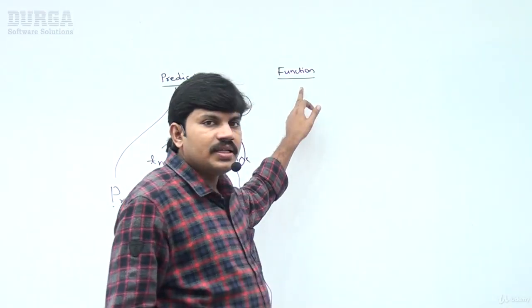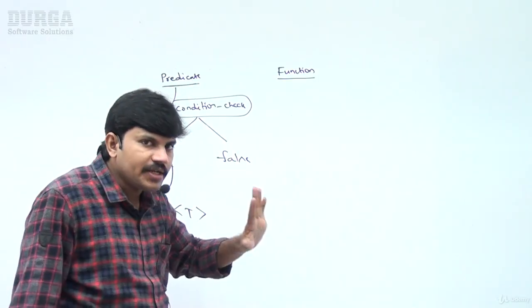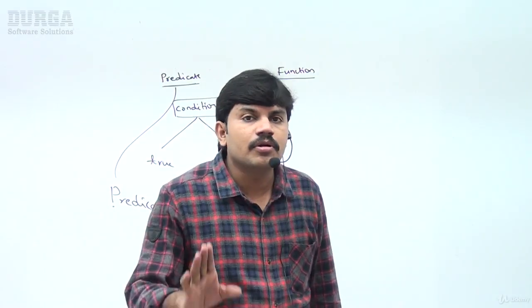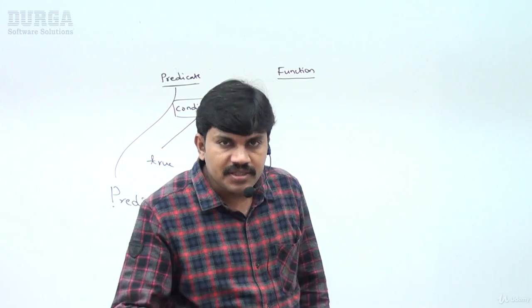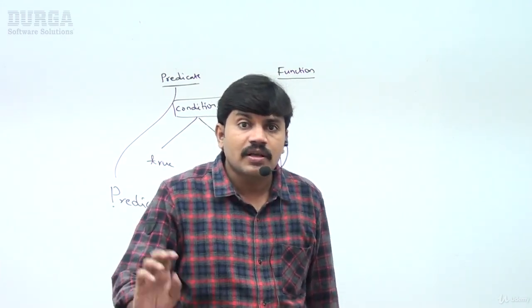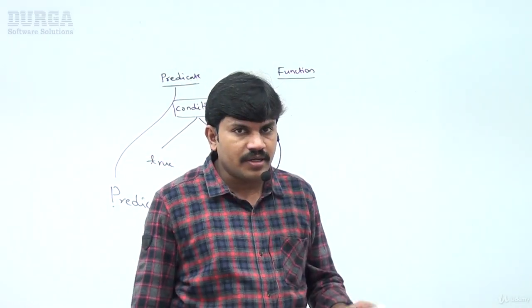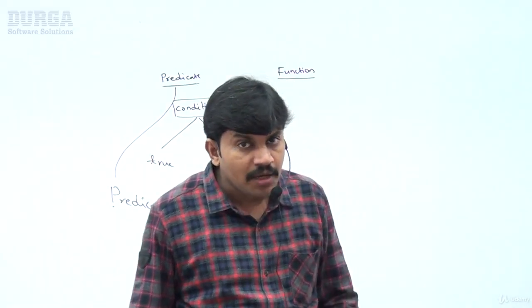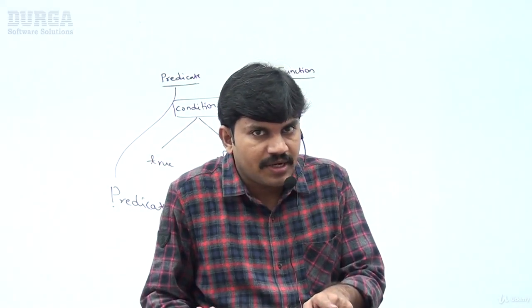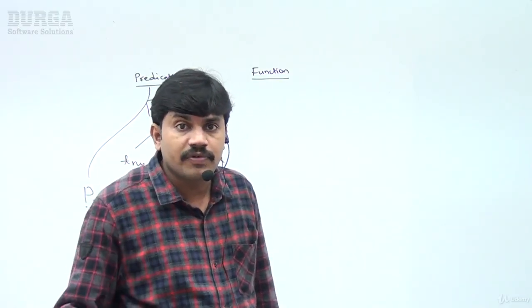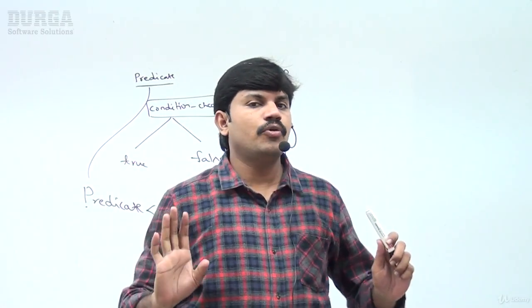So, function is exactly the same as predicate, but the only difference is it can return any type of value. Are you getting it? It need not be a Boolean value. The function can return an integer value, a string value, a student object, a customer object, any type of value. But predicate is always going to return only a Boolean value. Everyone can understand, right? So, the only difference between predicate and function: predicate is always a Boolean valued function, but function is not. It can return anything, no problem at all.